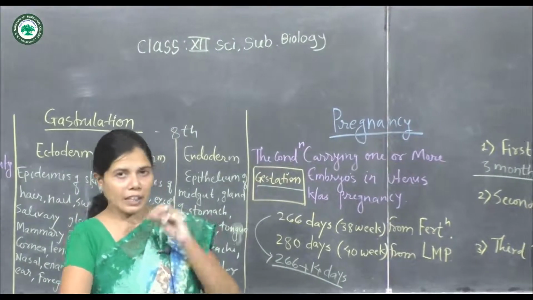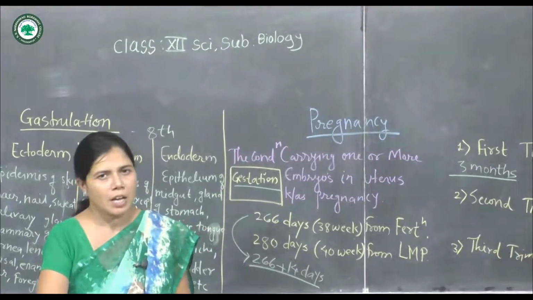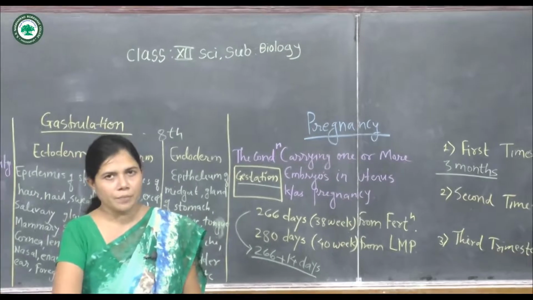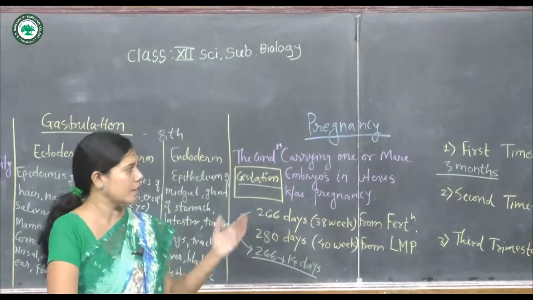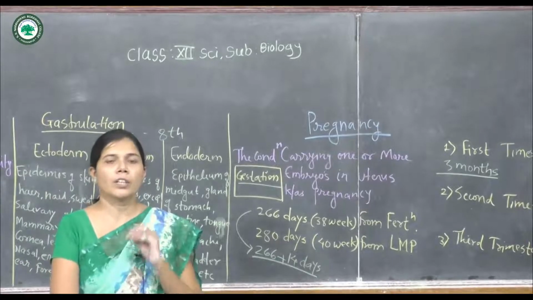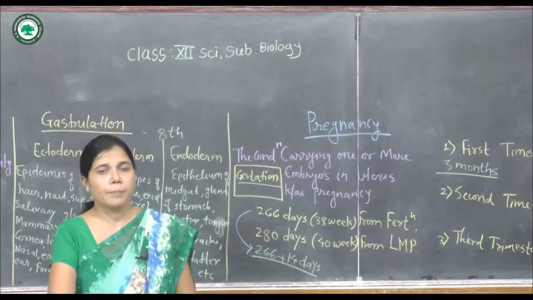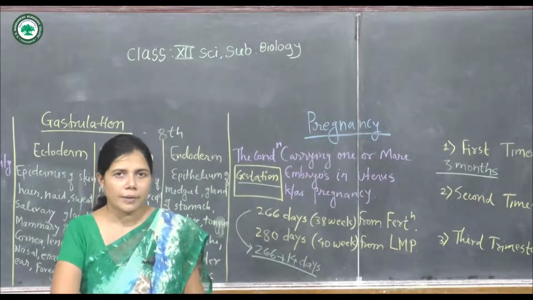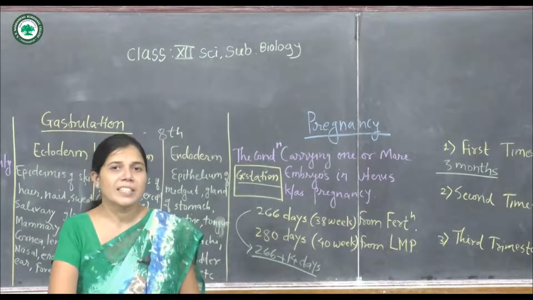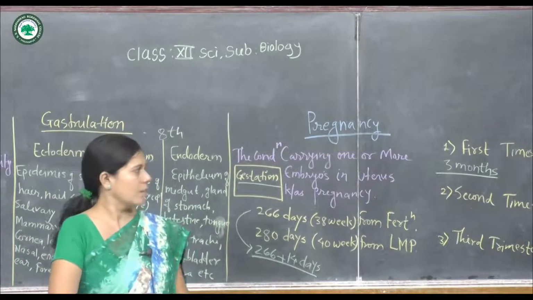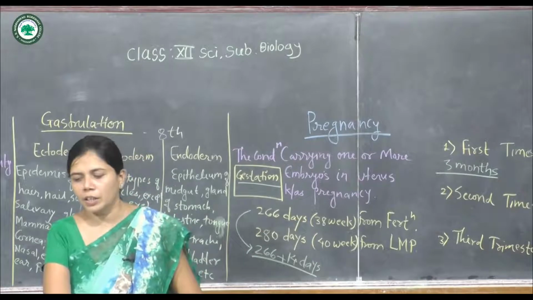In the first trimester, rapid changes take place in the fetus as well as in the mother. In the first trimester, organogenesis takes place, meaning all the organs of the fetus are developed. The reproductive system is changed in the mother.